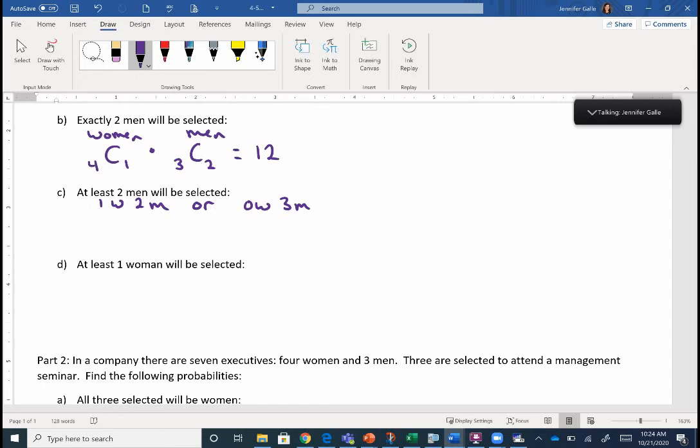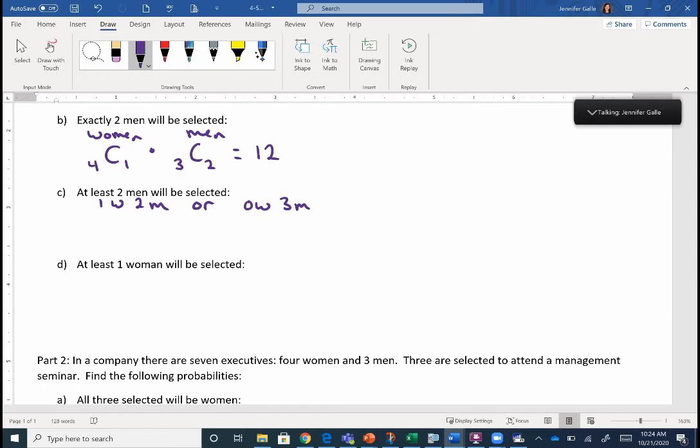And now I know some of us are thinking, Miss Golly, how do we know we stop at 3 men? How do we know we stop there? Because we're only selecting 3 people total, right? 3 executives total. So always go back to how many total things we need for the situation. Okay, so now I just have to set up each situation, right?